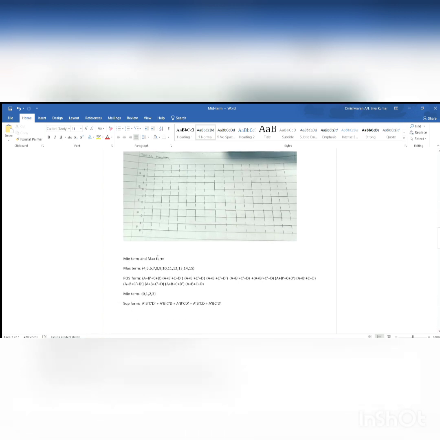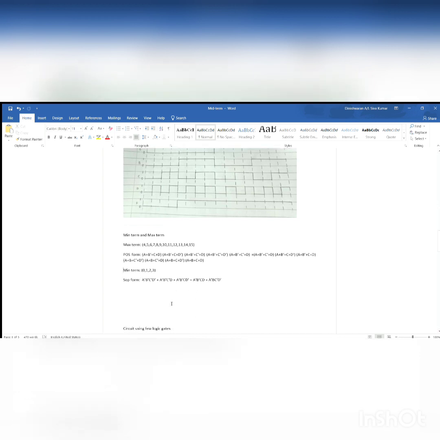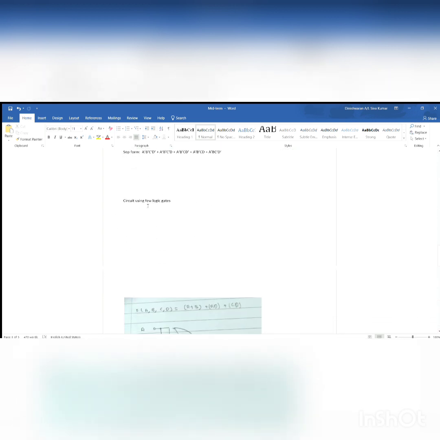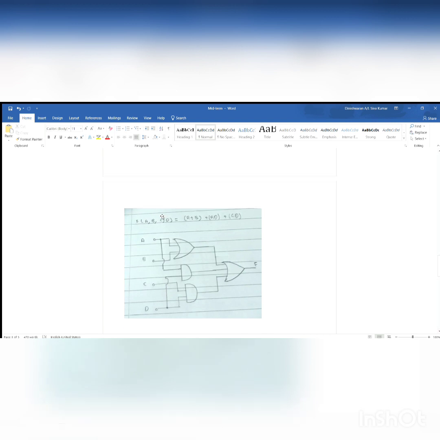So guys, after that, minterm and maxterm. Maxterm is basically the ones with output 0, and should be written in POS form, product of sums form. Minterm covers the ones with output 1, and it should be written in sum of products form. This is the circuit I drew using a few logic gates.